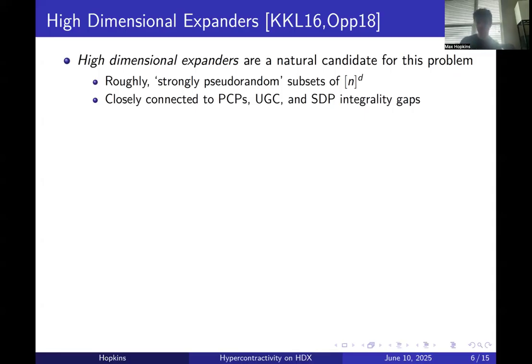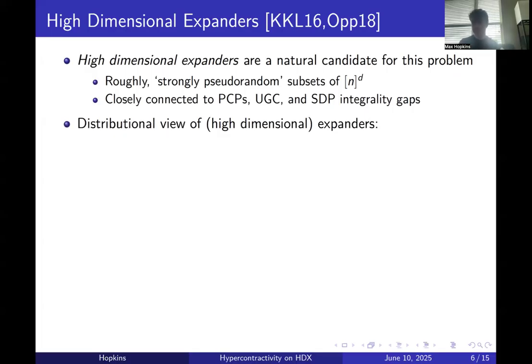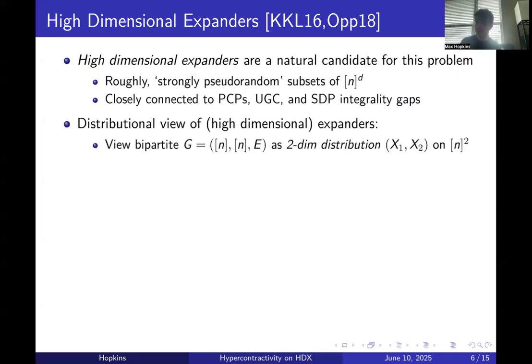So let me now define for you what a high-dimensional expander is, and hopefully you'll get some intuition for why we might think a theory of analysis would hold on these objects. I want to give essentially a distributional view of expander graphs and high-dimensional expanders. So let's say that we have a bipartite graph G. This is a graph on two balanced sides of n vertices and a set of edges going between the two sides. We can always view this graph as a two-dimensional distribution, x1, x2, on n squared, just by drawing a random edge, I generate a pair a, b of numbers in n squared, and this gives me some distribution.